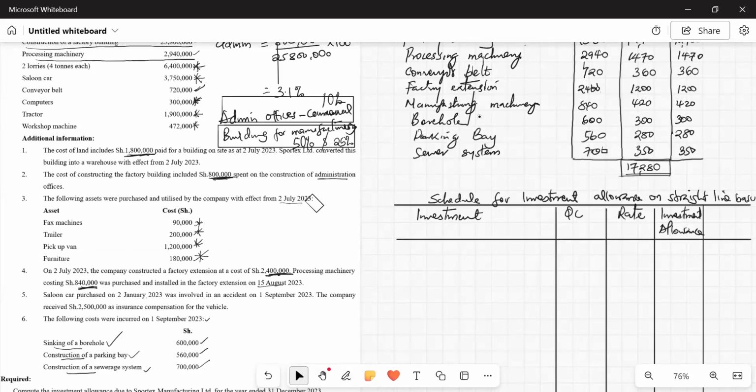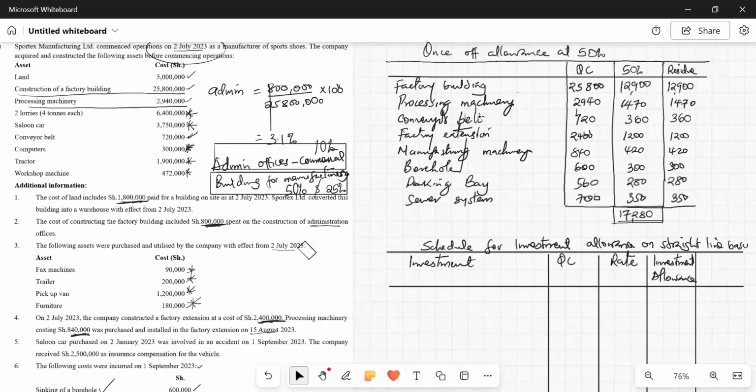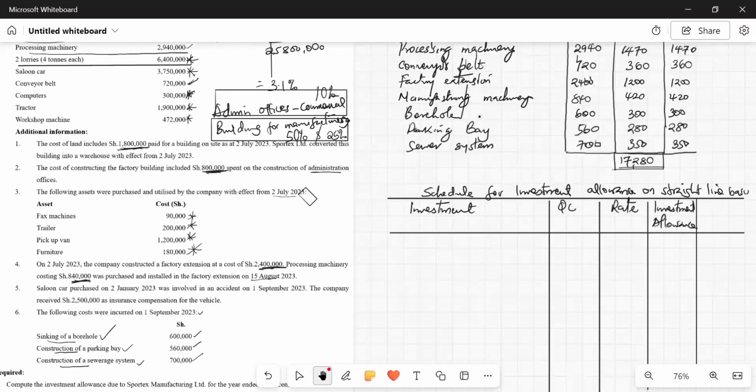This does not apply to one-off allowance. One-off allowance is not affected by that. What is affected by that is only the allowance which is calculated on straight line basis. So we begin with the item which qualifies for straight line basis. Which ones are they? The first one is here. Lorry. The two lorries there. So we have lorries.